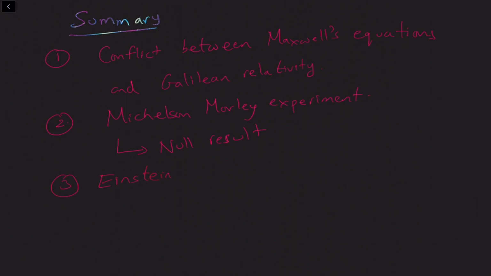So we were led to Einstein's postulates for a new relativity principle, to reconcile the null result of the Michelson-Morley experiment with our expectation of the law of Maxwell's equations.